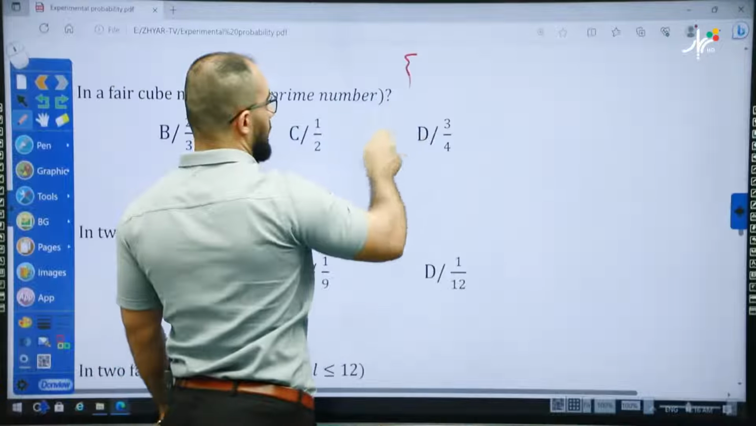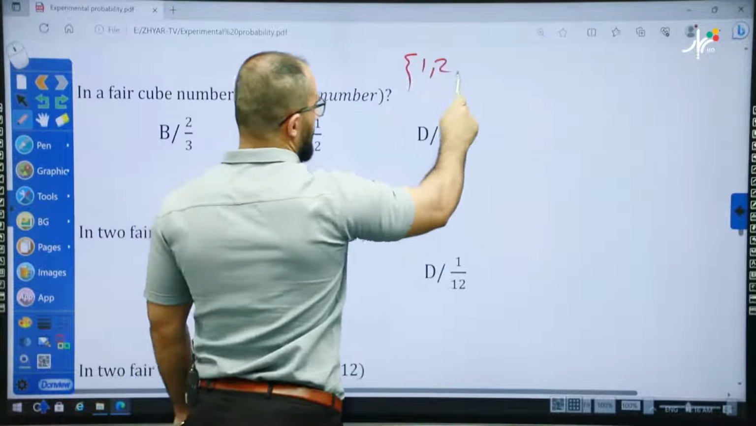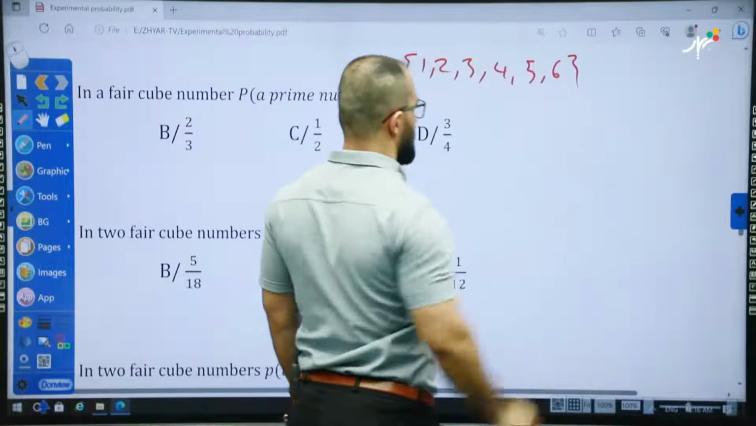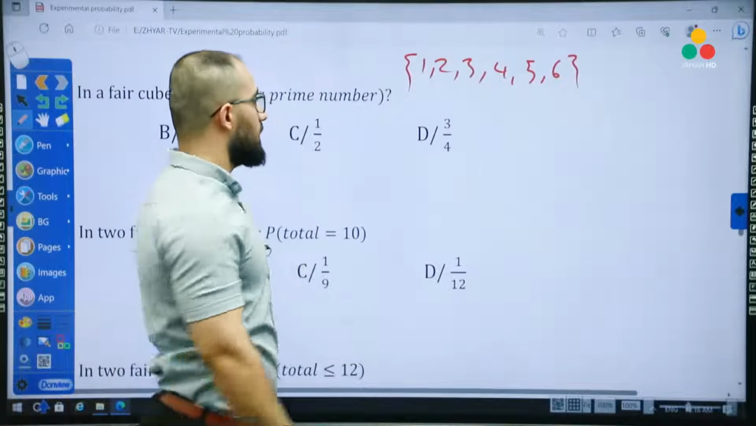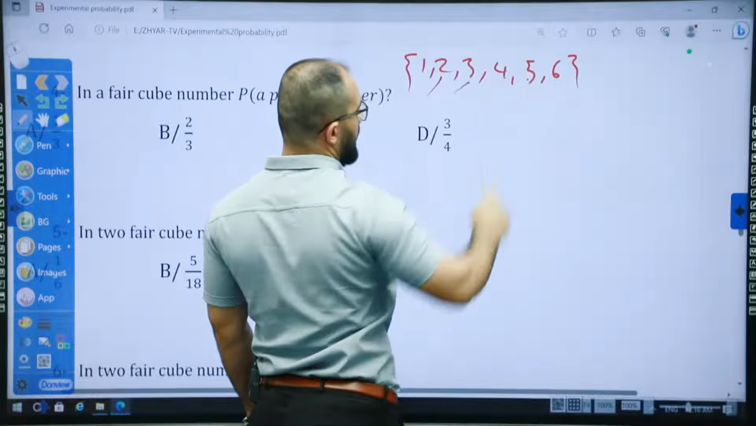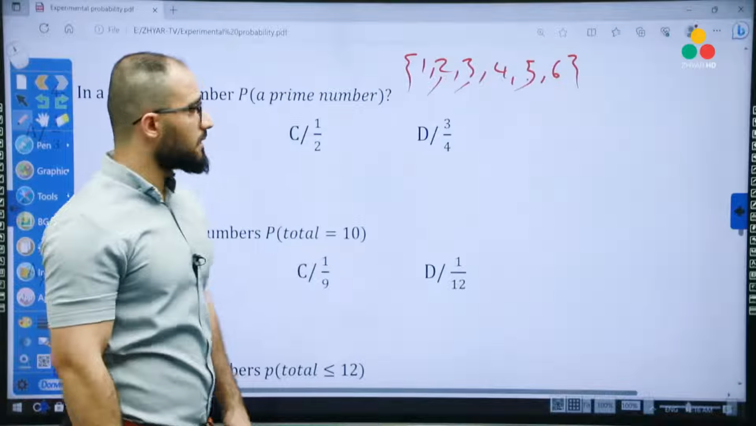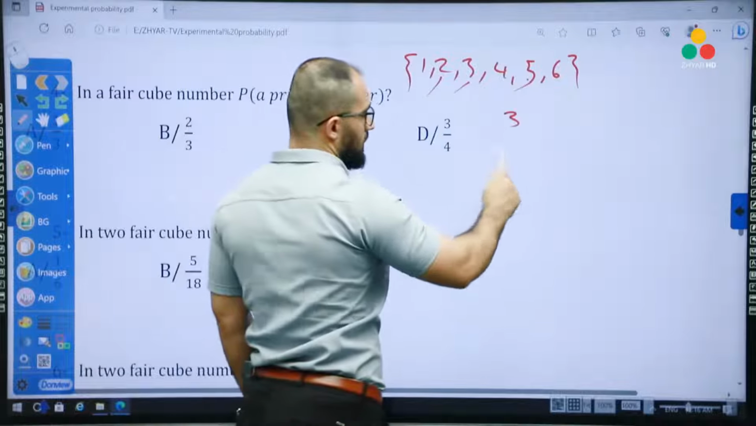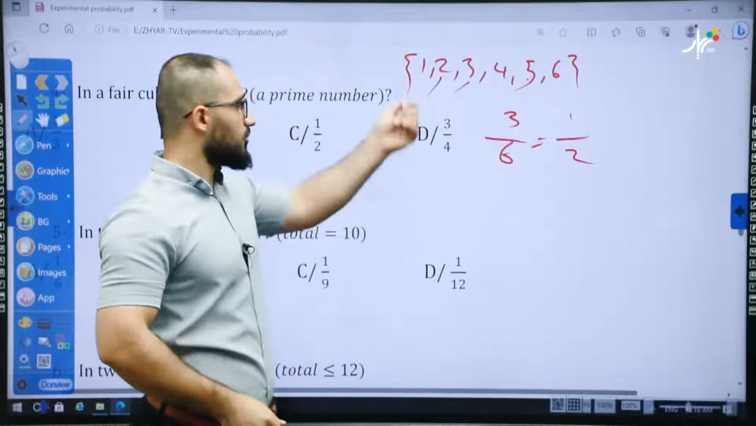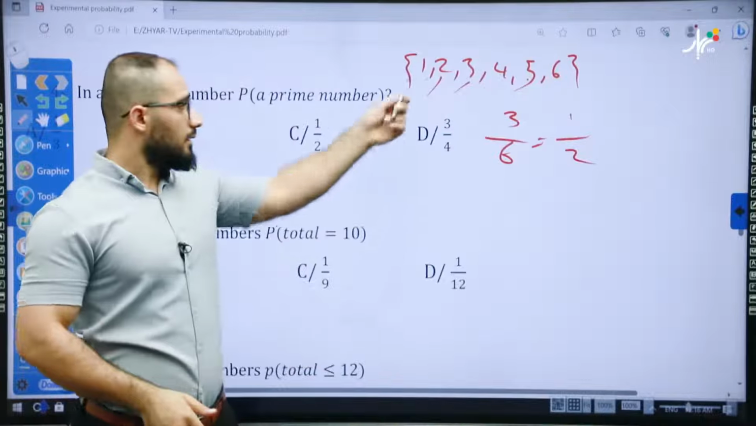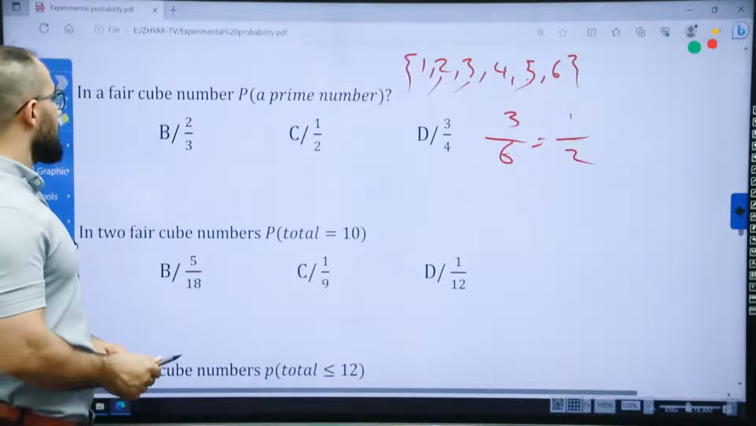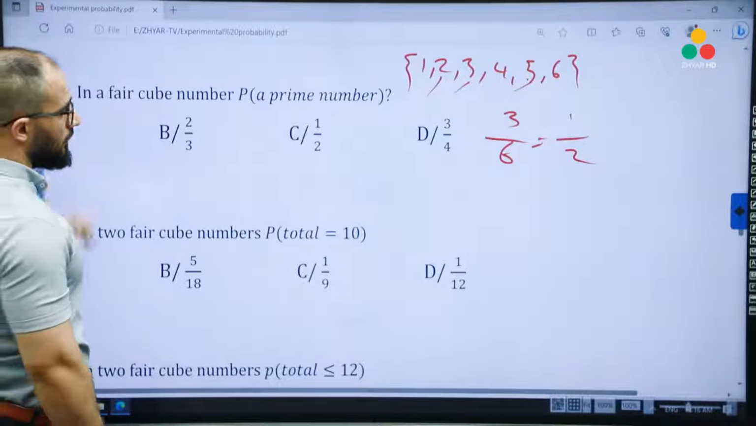Then question 4, it says in a fair cube numbered 1 to 6, P of a prime number. We have one cube with numbers 1, 2, 3, 4, 5, and 6. Then how many prime numbers are there? We have 2, 3, and 5. There are 3 prime numbers. Then the result is 3 over 6, and it's going to be 1 over 2. Be careful, 1 is not a prime number. 2, 3, and 5 are prime numbers. Then the result is 1 over 2.